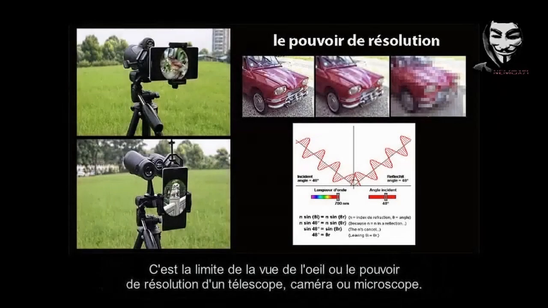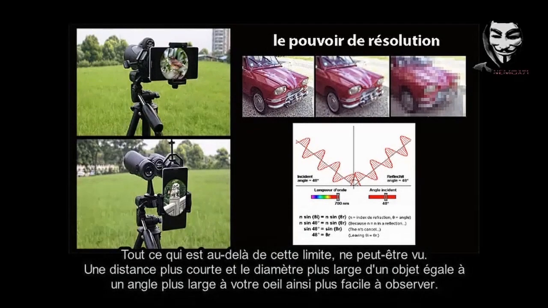This is the limit of eyesight, or the resolving power of a telescope, camera, or microscope. Anything beyond this limit cannot be seen. A shorter distance and larger diameter of an object equal a larger angle at your eye, thus easy to resolve. A longer distance and smaller diameter of an object equal a smaller angle, thus difficult for your eye to resolve.